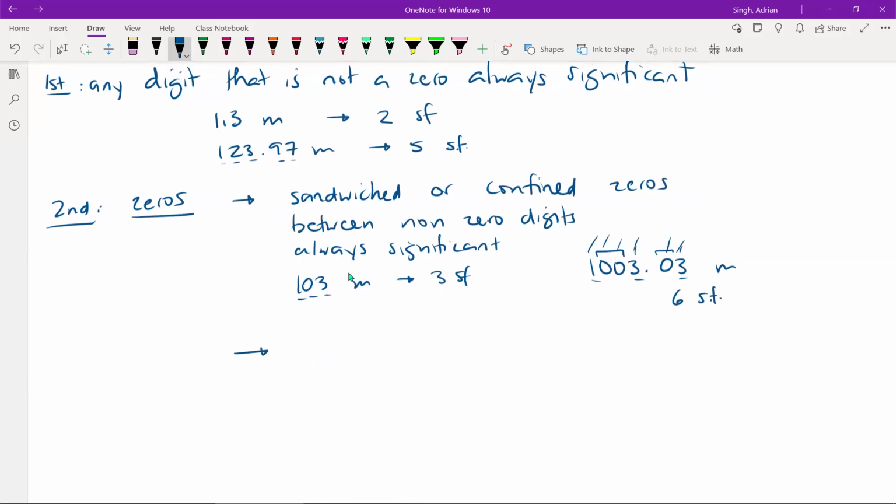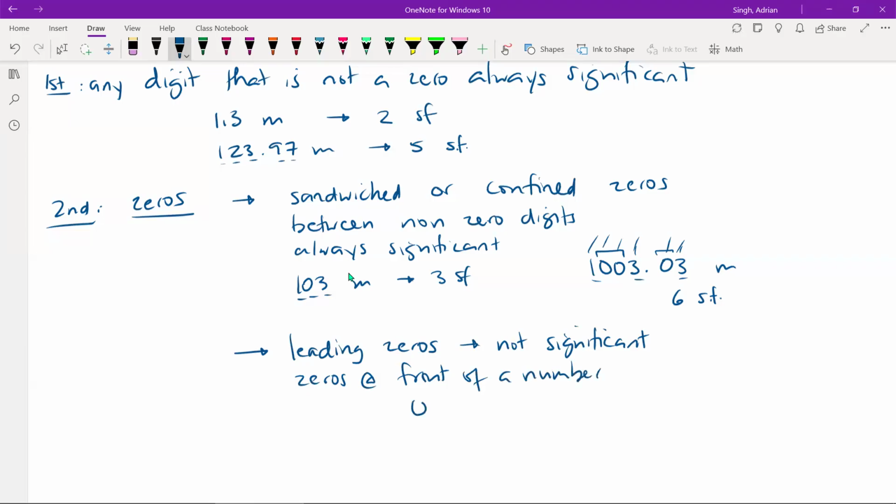What about zeros that are at the front of a number, or referred to as leading zeros? So these are not significant. Okay, so again, leading zeros are the zeros at the front of a number. So if I have something like 0.3 meters, well, obviously the 3 is significant. There's a 0 at the front. There's no other non-zero digit in front of it. So then this is going to have 1 sig fig.